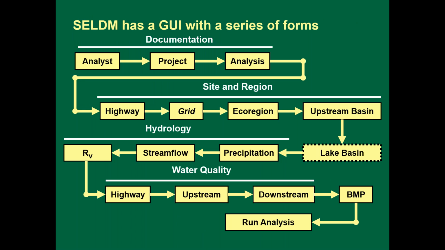SELDM has a graphical user interface with a series of forms. The first 3 forms are the analyst, the person doing the job, the project, what the job is about, and as I said, the analysis organizes information together to do one single run. These are the documentation forms. Then we have our site and region forms. We have our highway. We have the GIS grid form, which is just kind of a nerd form to let you know whether your location is within the grid. And then our ecoregion, upstream basin, and our lake basin form. And then you get into your 3 hydro.